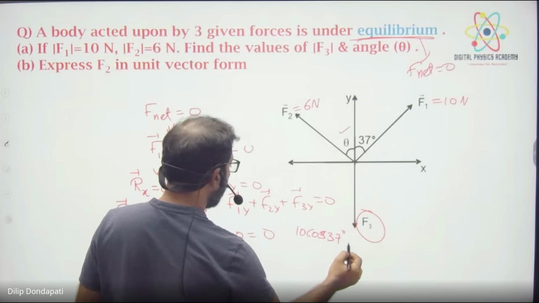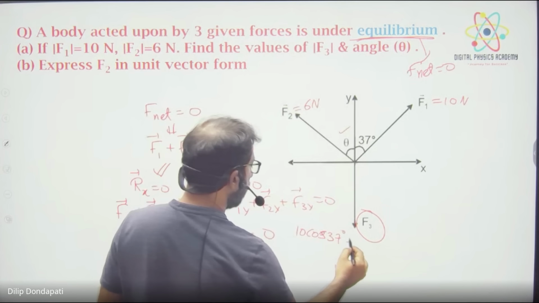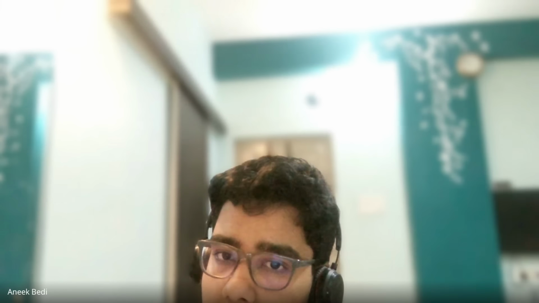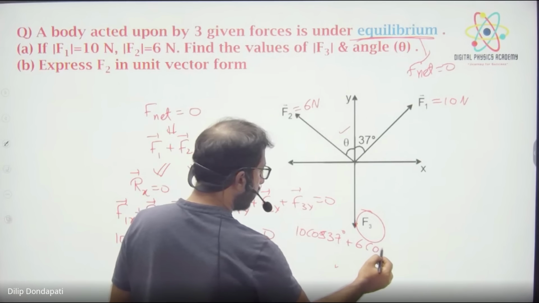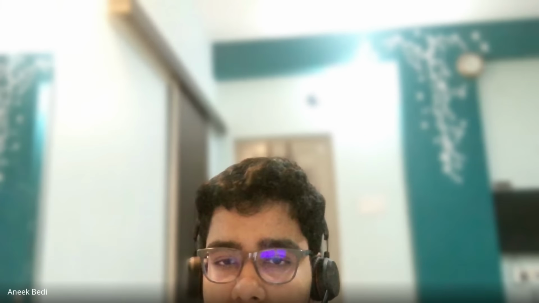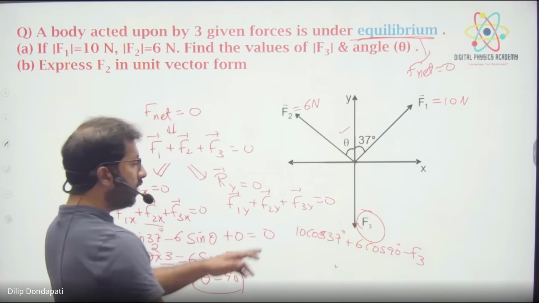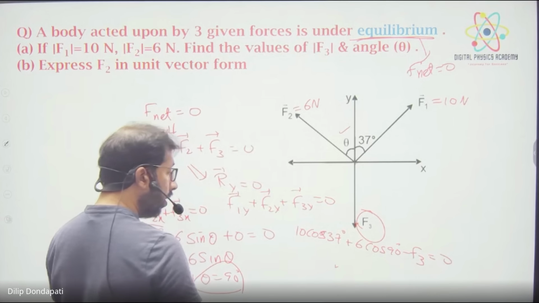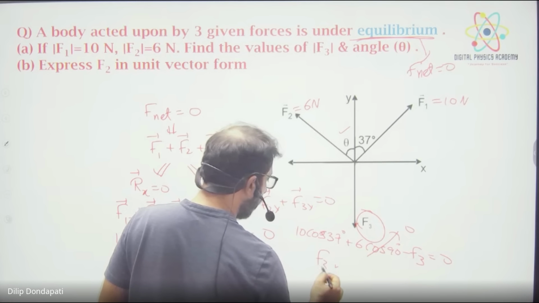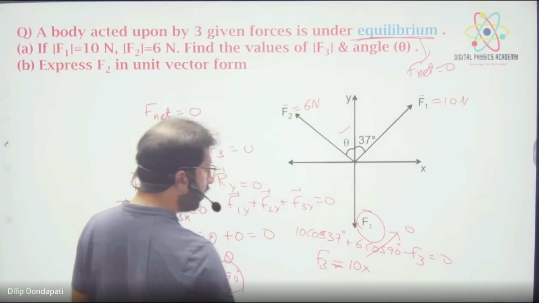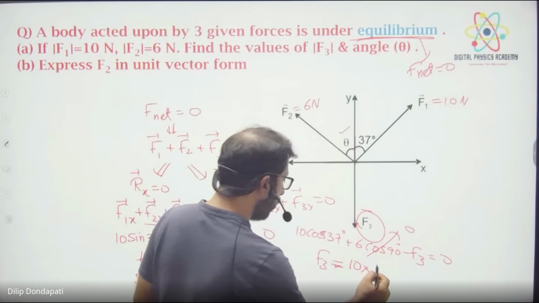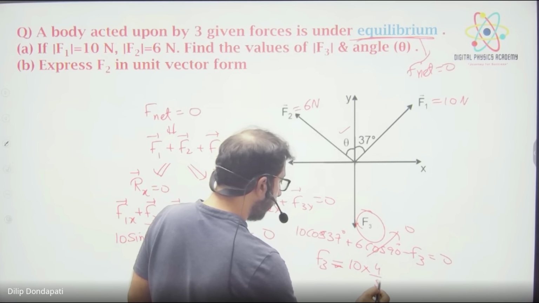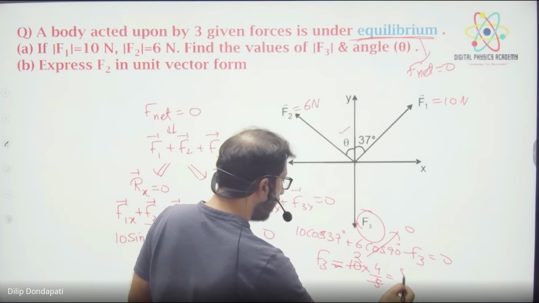plus f2 in y direction is 6 cos theta. Theta is 90, so 6 cos 90, and in negative y direction minus f3 equals 0. Cos 90 is 0, no? So f3 is equal to 10 into cos 37, which is 4 by 5, so 8 newtons. That is the answer.